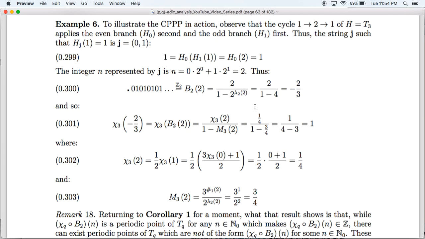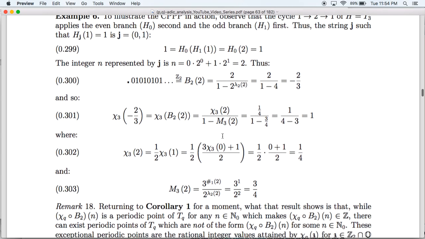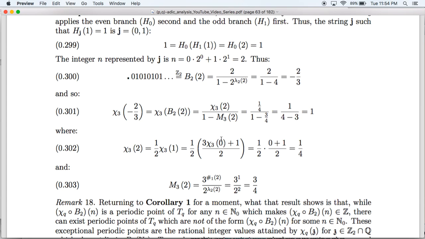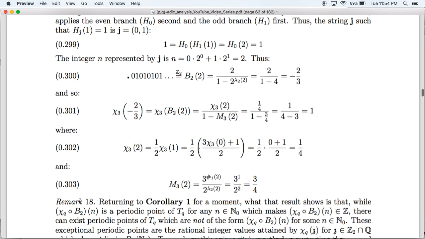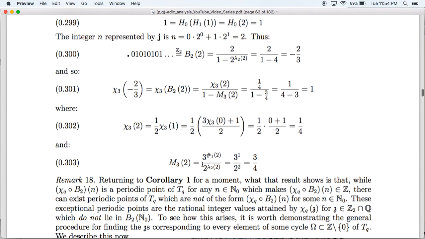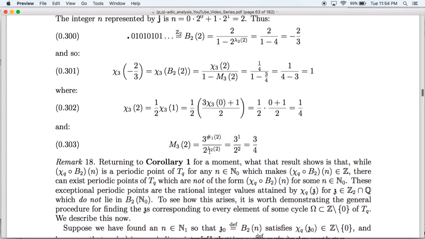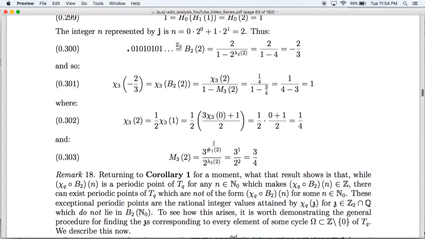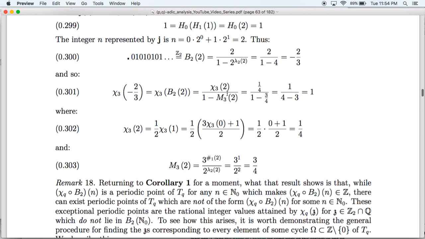So chi3 of negative 2/3 is 1. Now, chi3 of 2, well, we use the functional equation, that's 1/2 chi3 of 1, and then we use the functional equation again, this is the odd equation, and so we get that chi3 of 2 is 1/4, and m3 of 2 is that, and so that's how we got this particular value.